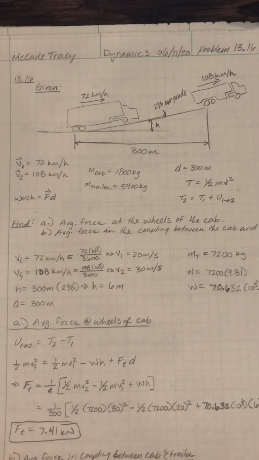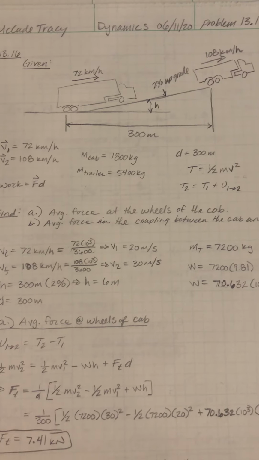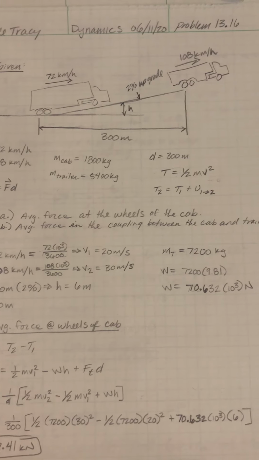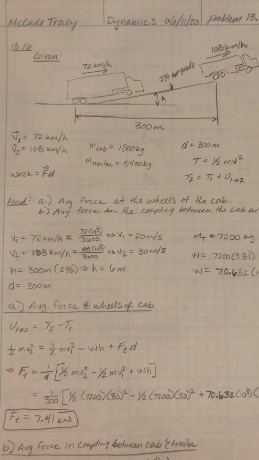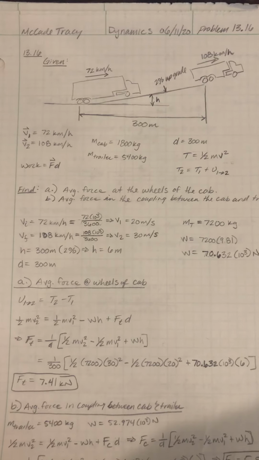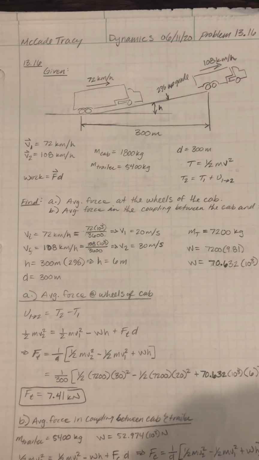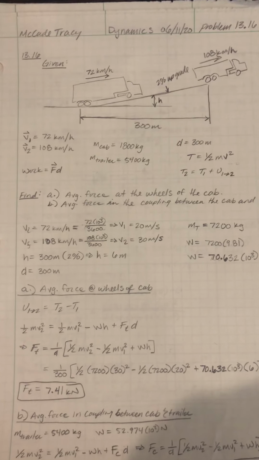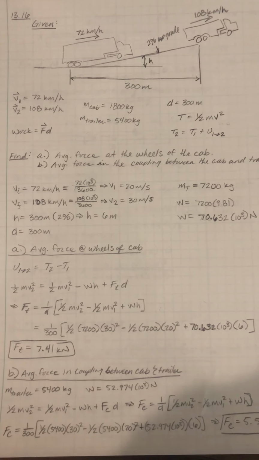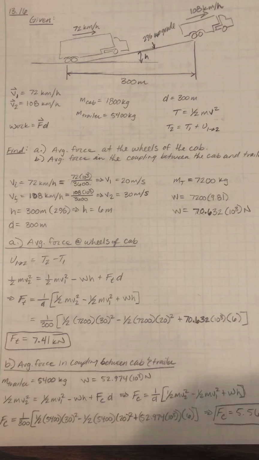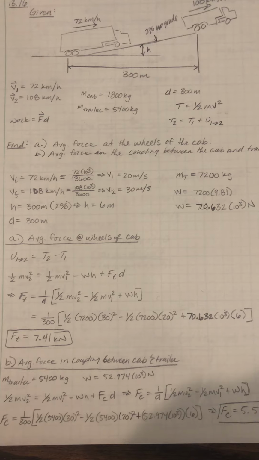We're asked to find the average force at the wheels of the cab and the average force in the coupling between the cab and the trailer. So here we can break down the different values that we are given into some more easy to work with numbers. And then from that, we're able to plug them into what we want to find out.